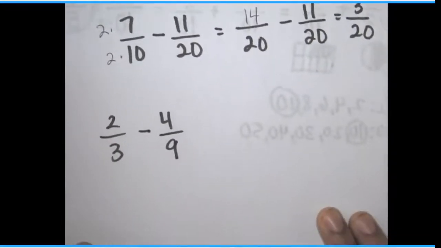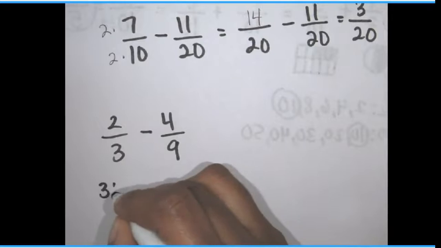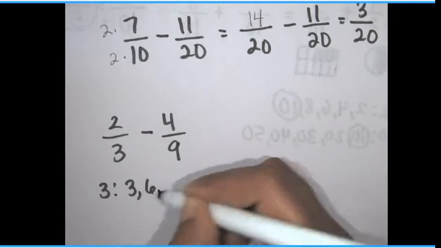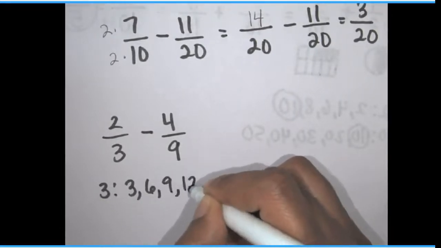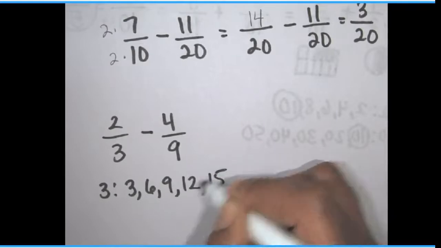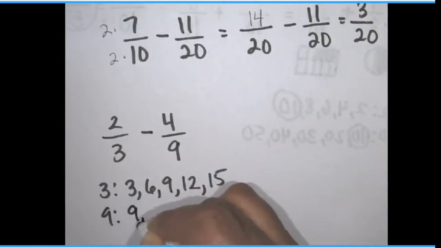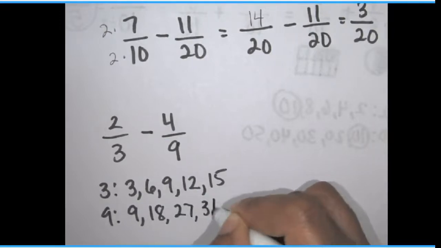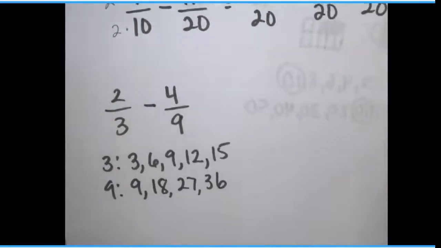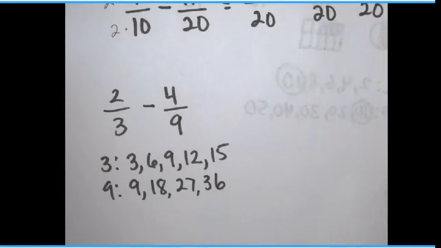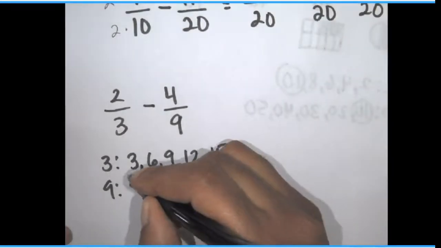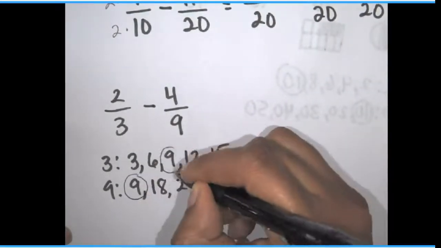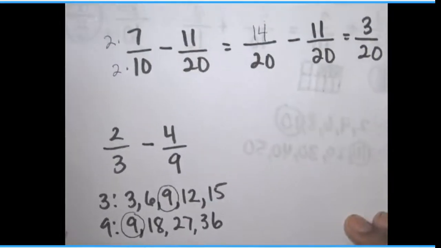So I'm going to just kind of go through this. So 3 times 1 is 3, 3 times 2 is 6, 3 times 3 is 9, 3 times 4, 3 times 5, 9 times 1 is 9, and then we'd have 18, 27, 36. So just as quick as I know those multiplication facts, that's where I need everyone to be before the class is over, if not sooner. So the common denominator has to be 9.